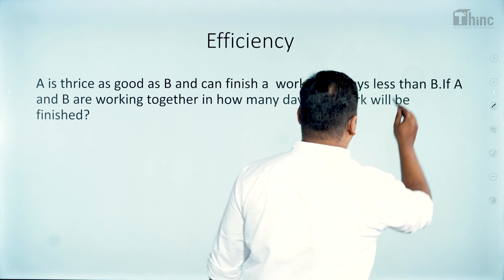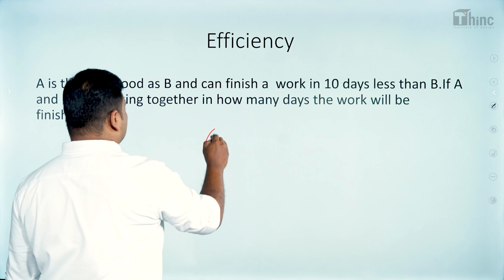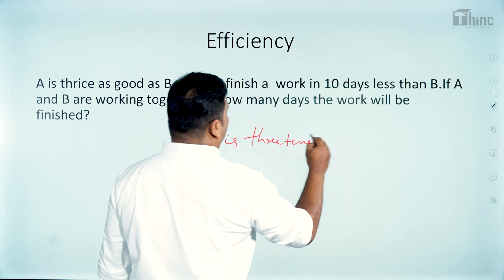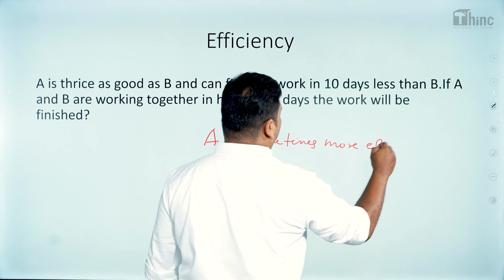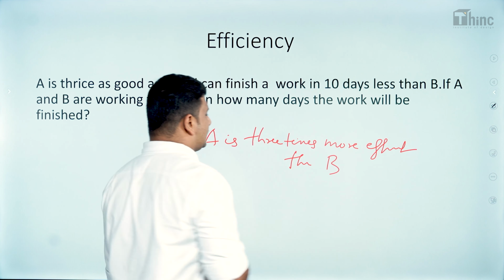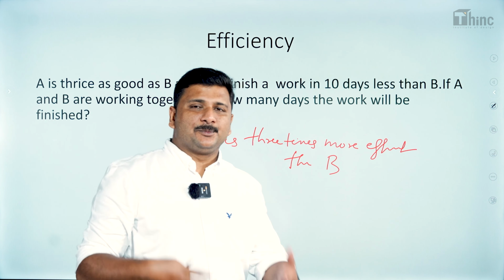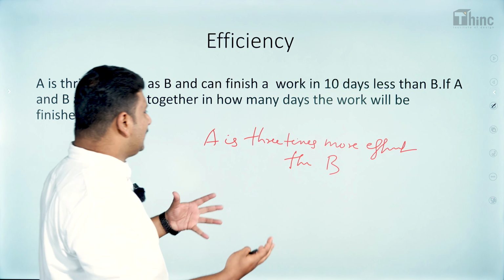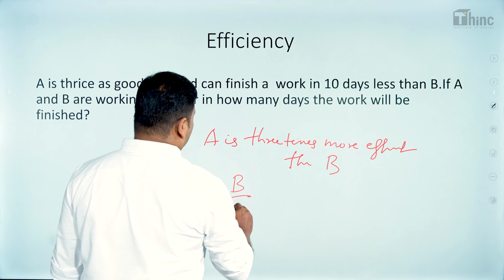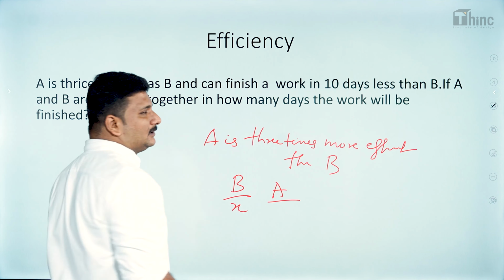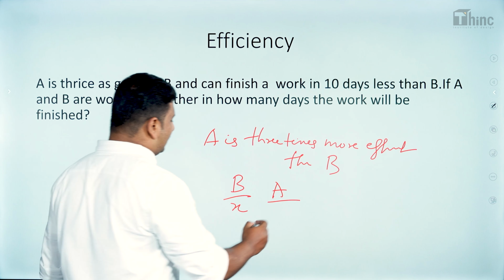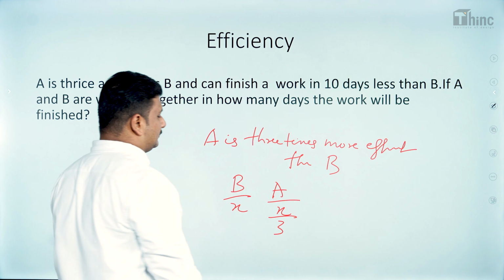Okay, let's see how we can do this. A is 3 times more efficient than B. What is the meaning of that? A can do 3 times more work compared to B, right? Now, when we convert it into days, if B takes X days, A takes only how many days? A does 3 times more work compared to B, so if B takes X days, A takes only X by 3 days.